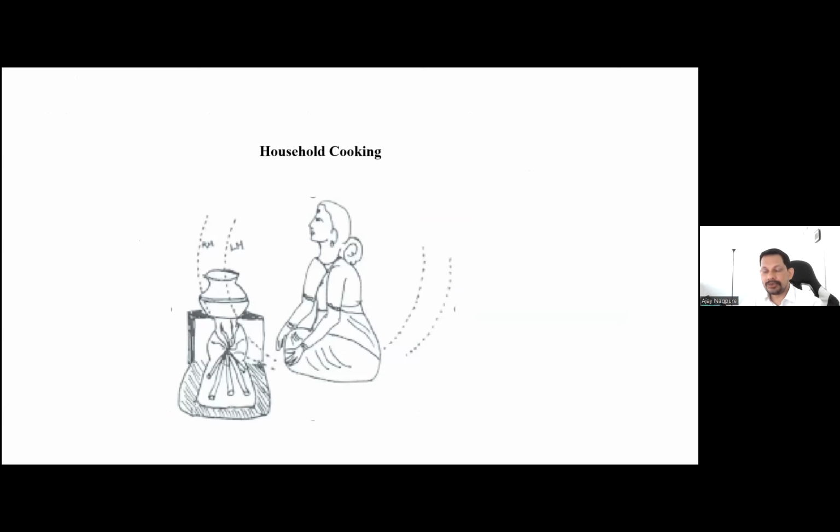Another thing is household cooking. Household cooking information is available in the Census of India data, the census data. Most countries, the majority of countries, ask for this data: what is the cooking fuel, and the lighting information?